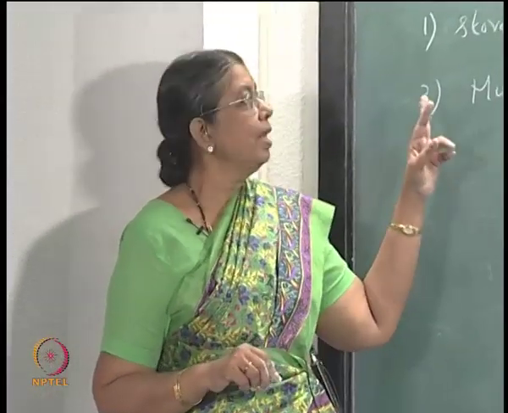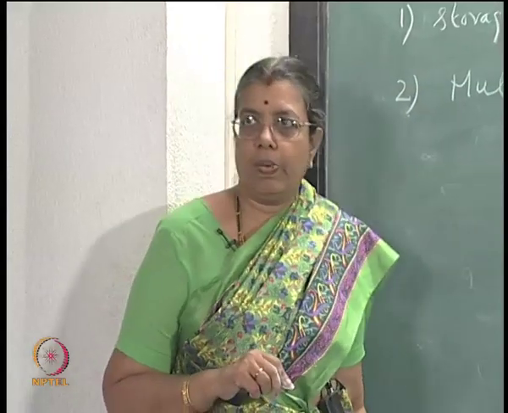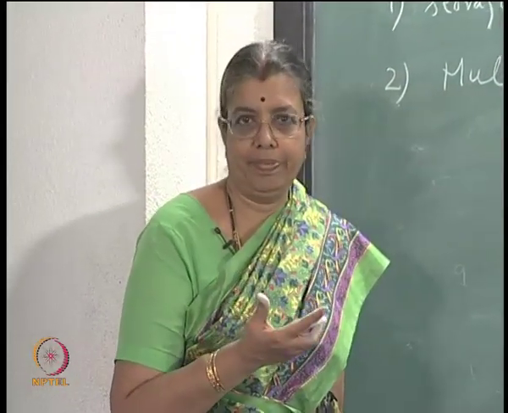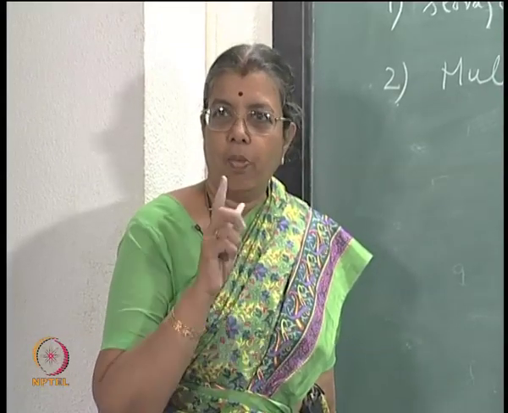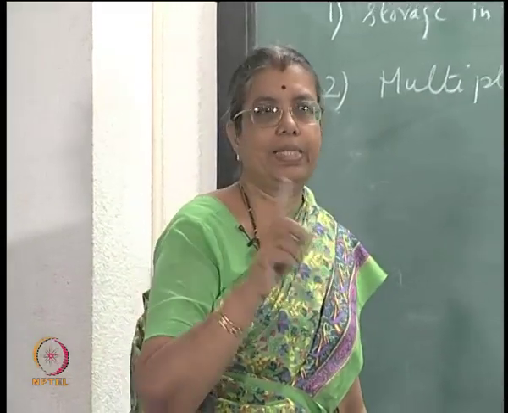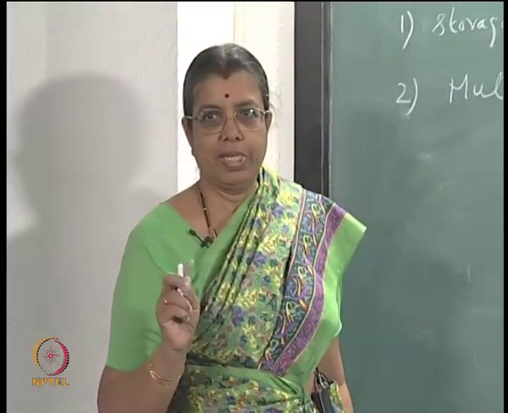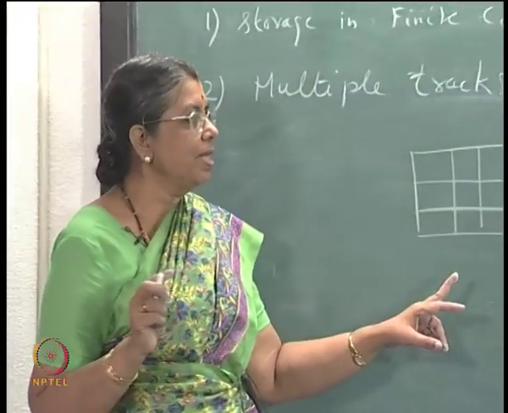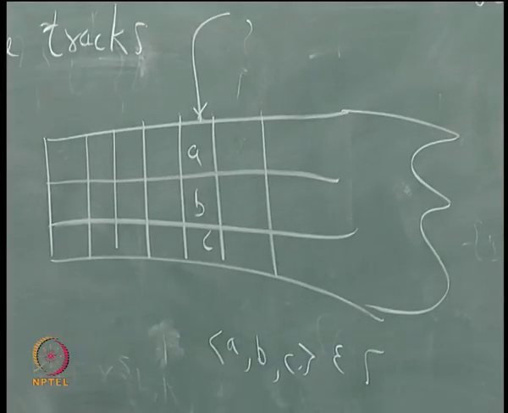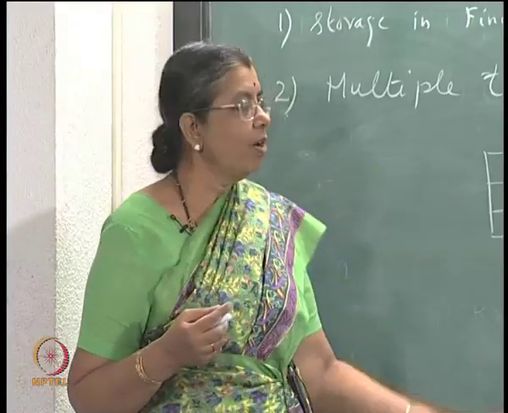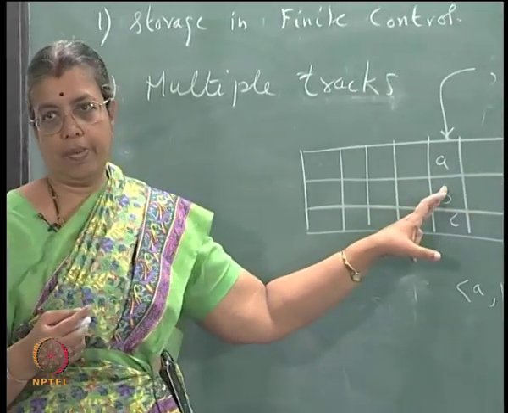Here we have taken the first one, storage in finite control. What we have done is we have taken the state as a tuple, and only one component will be really the state, the rest of them is used to store some information. Here multiple track means the tape symbol, sometimes instead of using so many symbols, it is convenient to use it as a tuple. If you want to change the middle one alone, you can do it.